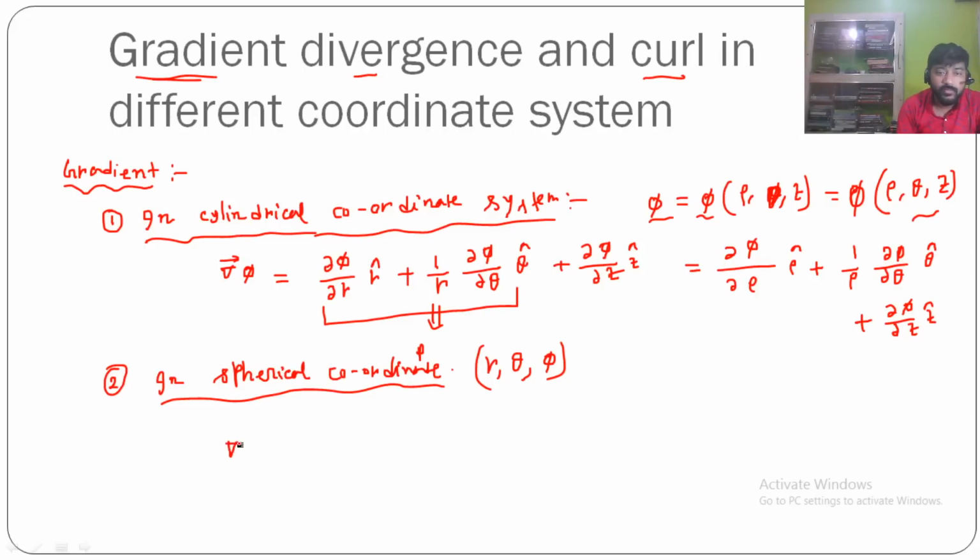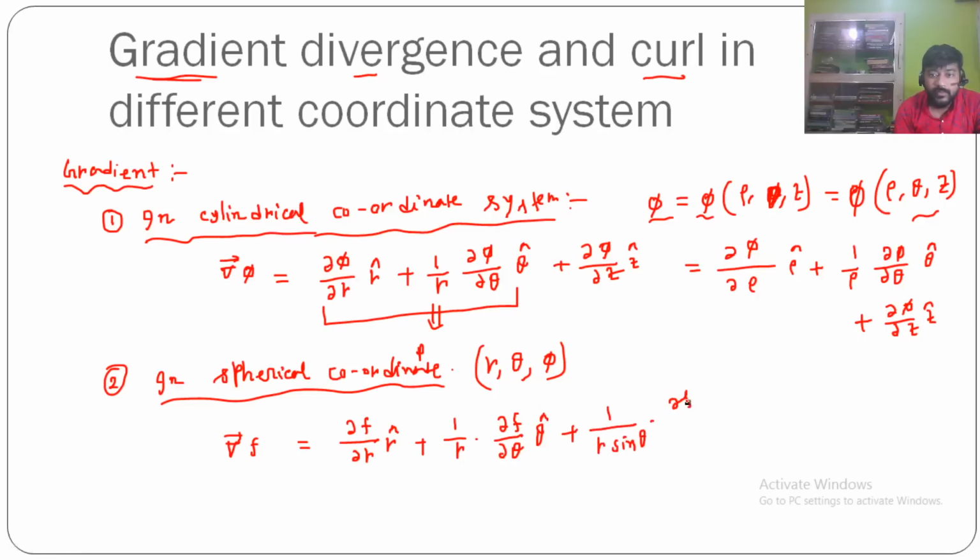In that case, the gradient of f will be: the first term is the same, del f by del r into r cap, plus the second term is also the same, 1 by r into del f by del theta into theta cap. The only change is in the last term, which will be 1 by r sin theta into del f by del phi into phi cap. So the first two terms are very similar in each and every case. Please remember these results, as we will use them in problems also.